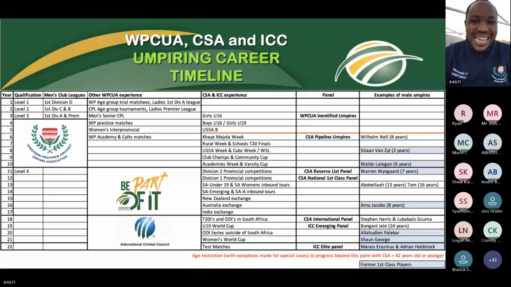If you do well in those two tournaments, you could be nominated by Cricket South Africa, no longer by Western Province Cricket Umpires Association, but Cricket South Africa is the one that selects umpires to umpire in the National Girls Under 19 tournament, as well as the Kaya Majola Week, which is the Boys Under 19 tournament. And that is when Cricket South Africa starts tracking your development as an umpire. Up to now, you would have only been tracked by Western Province Cricket Umpires Association.